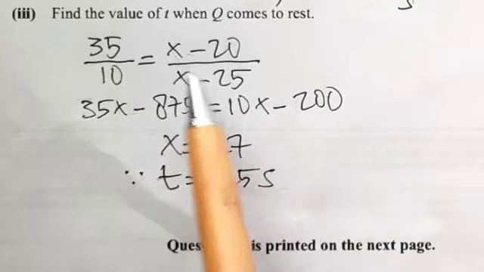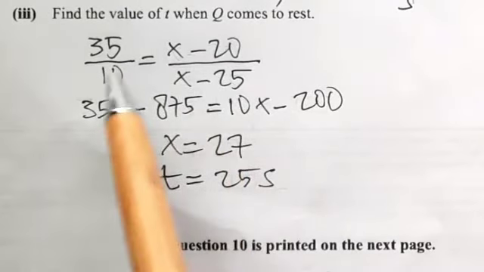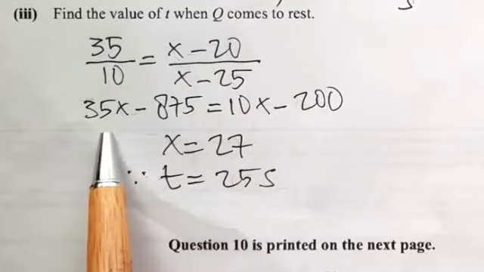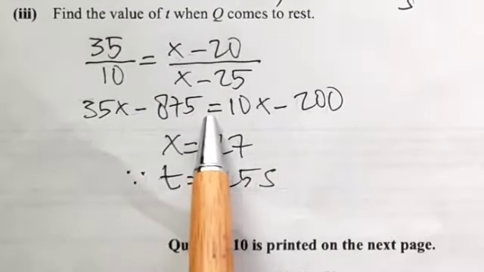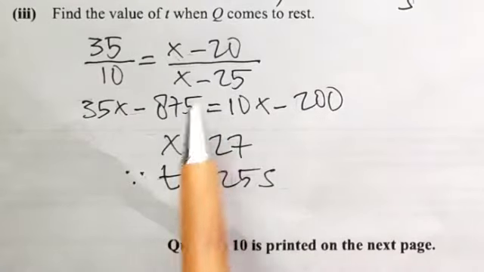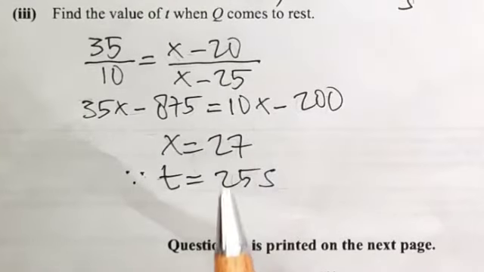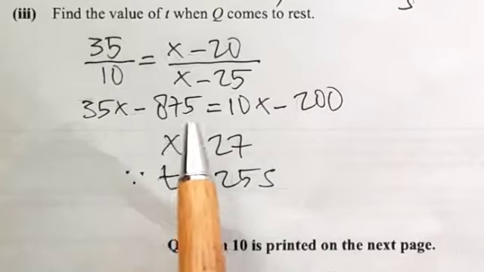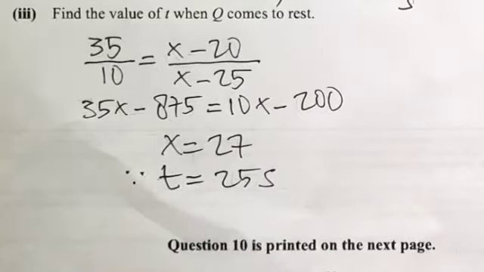Here, cross multiplication: this one times that one equals this one times that one. Thus 35x minus 875 equals 10x minus 200. From this equation, we solve for x, we obtain x is 27. Thus the time when Q comes to rest is 27 seconds.